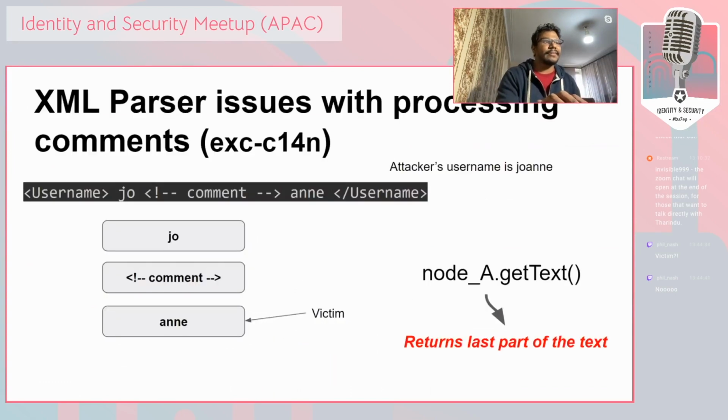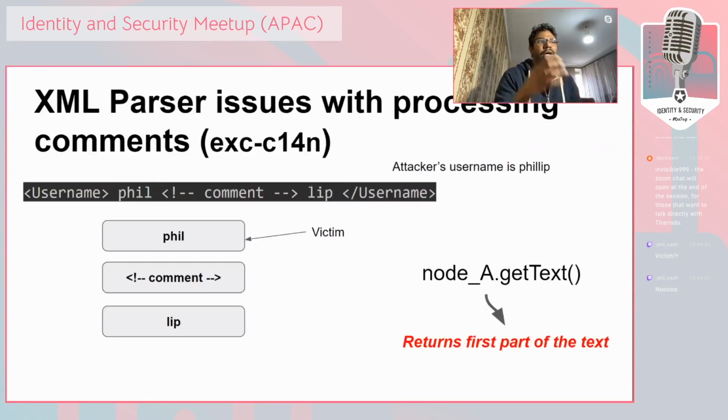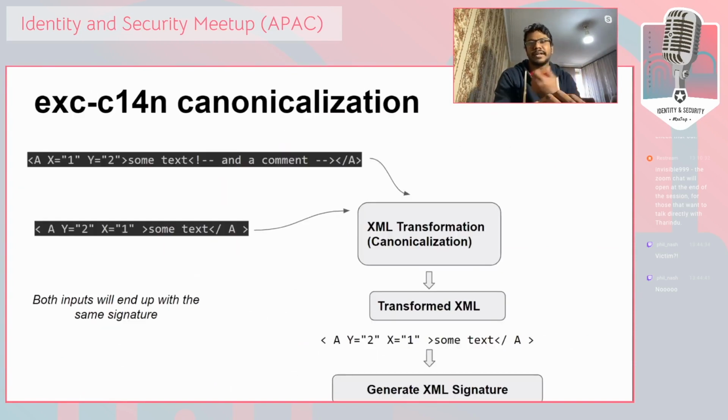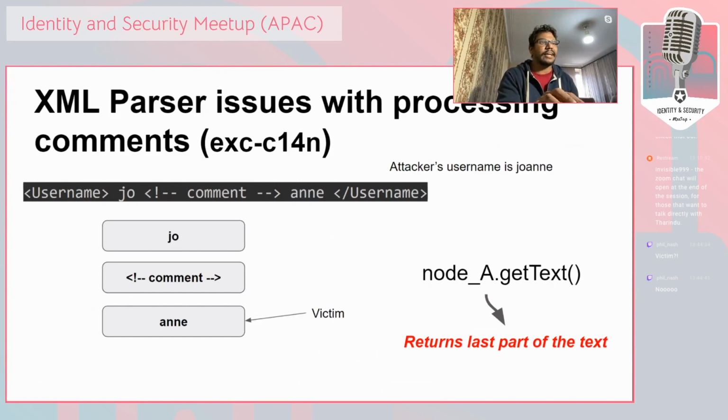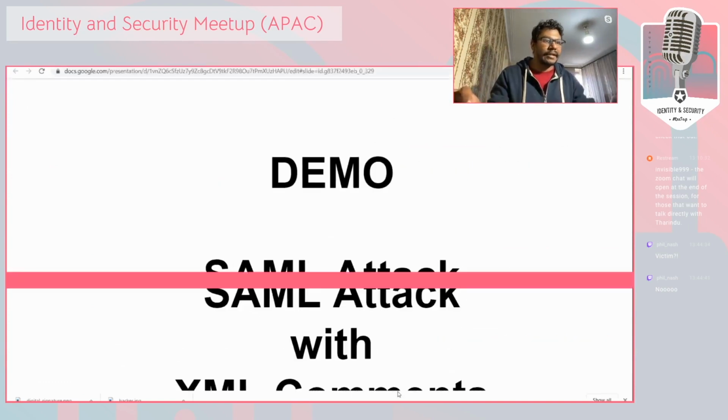So basically what you need to remember here is if you are using this EXC14 kind of an algorithm for canonicalization, it skips the comment. No matter what you put in the comment, the signature will never change, because for signature generation it is skipping the comment and only extracting the other part of it, right? But when the parser goes through the signature validation process, after that it will extract the text appearing before the comment or after the comment. That's where the danger is. So I'll show you a real world attack now.